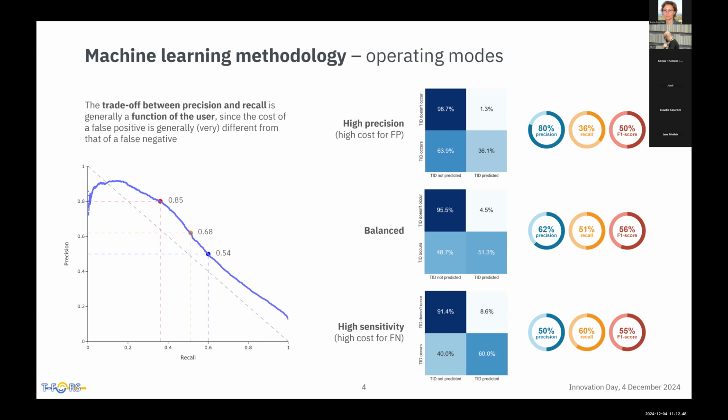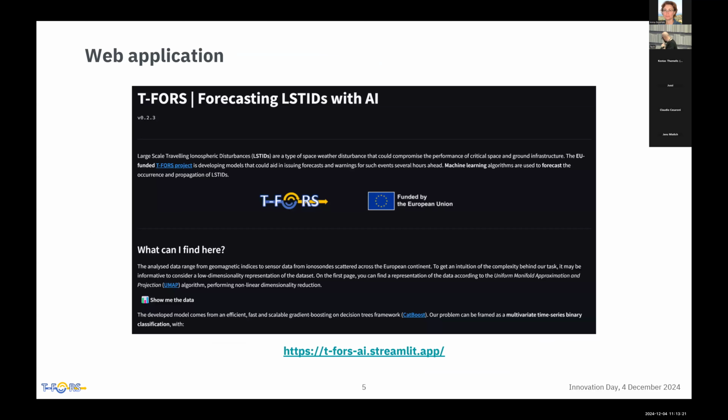On the other hand, the high sensitivity is the one you should select when the high cost is on the false negative. So here we are minimizing the false negative. I hope you are familiar with this confusion matrix here, which shows the false positive, false negative, true positive, and true negative. And these are the results we obtain in terms of precision, recall and F1 score with the 3 different operational modes. But let's go to the web app that we developed in order to demonstrate.